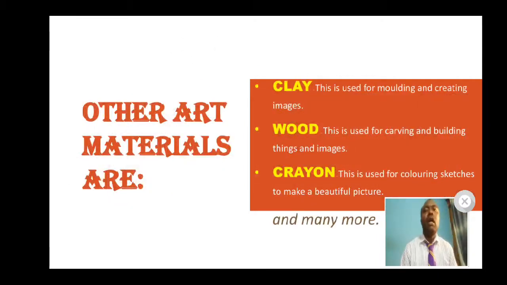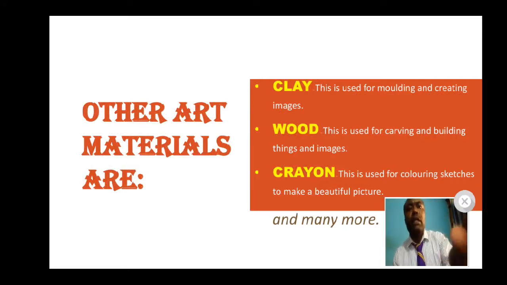Now we go to the next one. Other art materials such as clay. Clay is a material used for molding. Wood is a material used for carving or building. And crayon, this is used for coloring sketches to make a beautiful picture. So many materials that we cannot list them all right now.